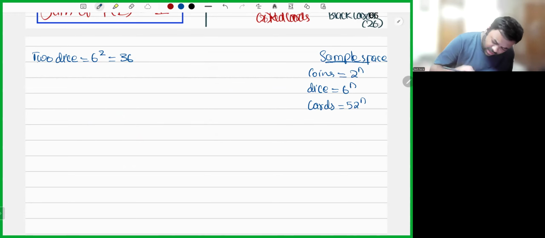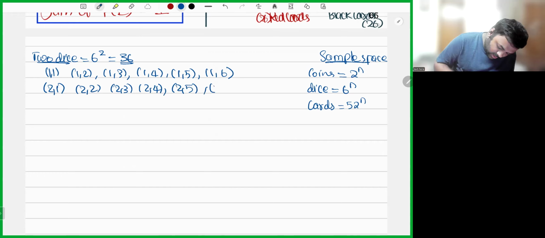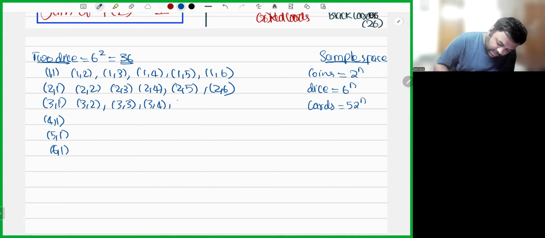36 outcomes. Let me list you those 36 outcomes. 1,1; 1,2; 1,3; 1,4; 1,5; 1,6; 2,1; 2,2; 2,3; 2,4; 2,5; 2,6; 3,1; 4,1; 5,1; 6,1; 3,2; 3,3; 3,4; 3,5; 3,6.